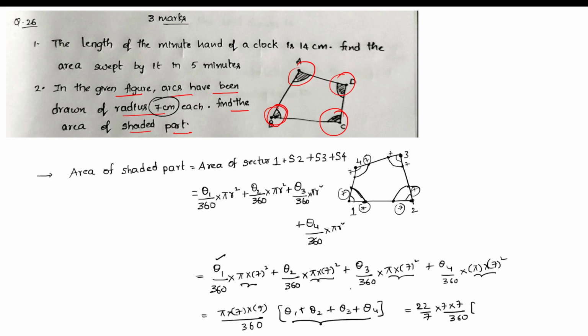That means the sum of all angles. So now if you observe the figure, is it a quadrilateral or a triangle? Now what will be the sum of angles in a quadrilateral? Let me give you the hint. In a triangle, the sum of angles is 180. In a quadrilateral, very good, 360. So 360 gets cancelled, and 7 gets cancelled. The area is 22 into 7, which is given by 154 centimeters square.